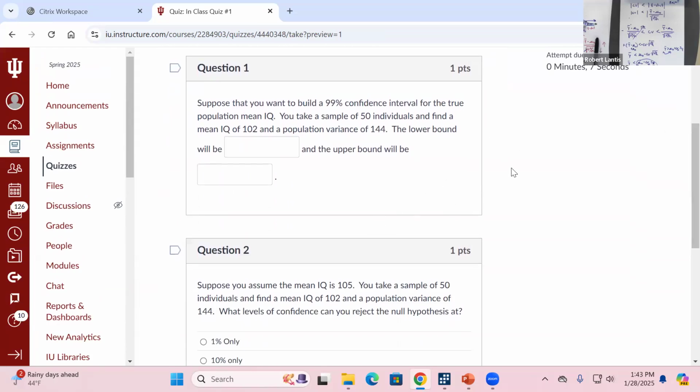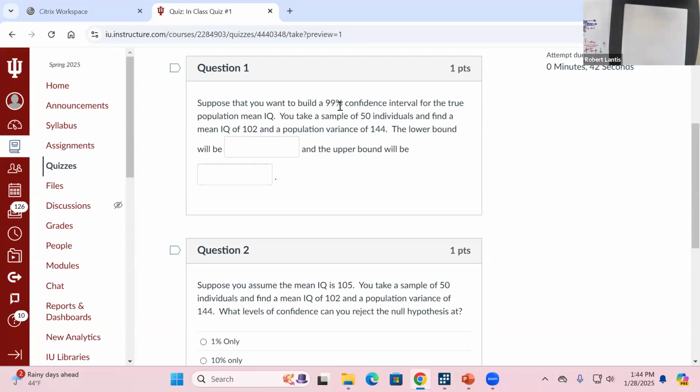to solve this. But let's say I wanted to build a confidence interval here, right? So I want to determine, based off the sample mean that I find, an upper and lower bound, right? So building this confidence interval around my sample mean, what would my upper and lower bound here be? So if I want the 99% confidence level, and I've got a sample of 50, I find a sample mean of 102, and I know the population variance is 144.